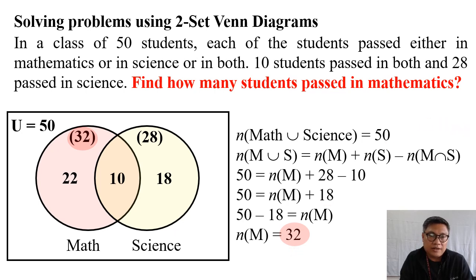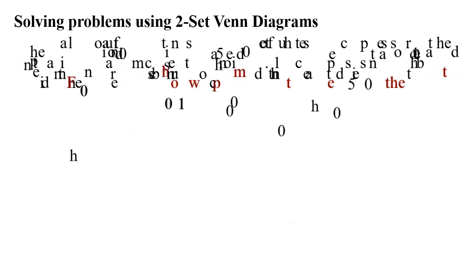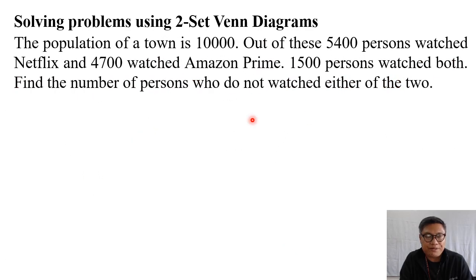Okay, now for the third example here. The population of a town is 10,000. Out of this, 5,400 persons watch Netflix and 4,700 watch Amazon Prime. 1,500 persons watch both, referring now to Netflix and Amazon Prime. So the question here is, find the number of persons who do not watch either of the two.